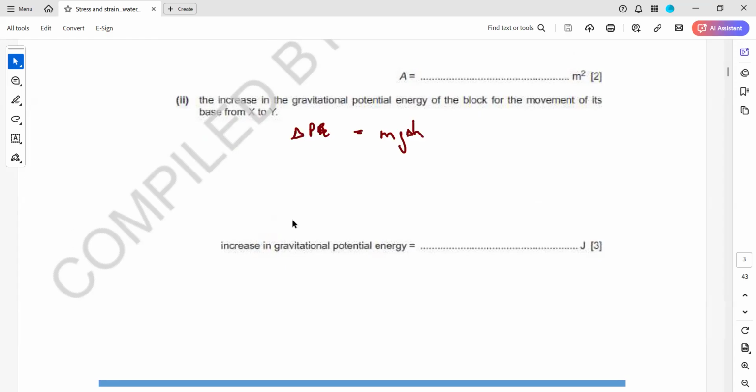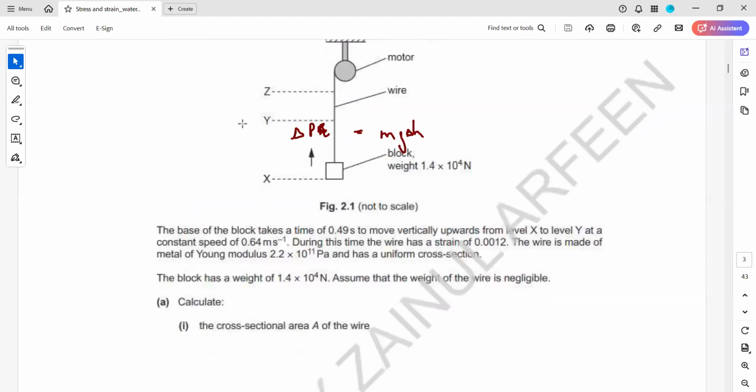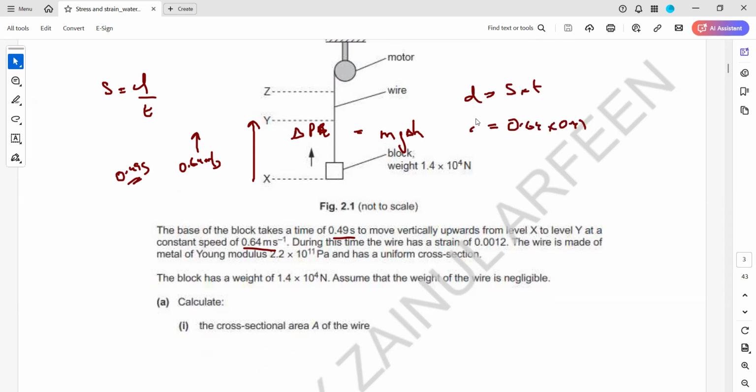If something is moving at a constant speed, we can work out how much distance it will cover from X to Y. From X to Y, it was moving at a constant speed of 0.64 meter per second, and it took 0.49 seconds to reach there. Speed is distance divided by time. Why did we not use the equation of motion? Because the object is not accelerating. So for non-accelerated motion, speed equals distance over time is valid. If I need the distance, it will be speed multiplied by time: 0.64 times 0.49 seconds.